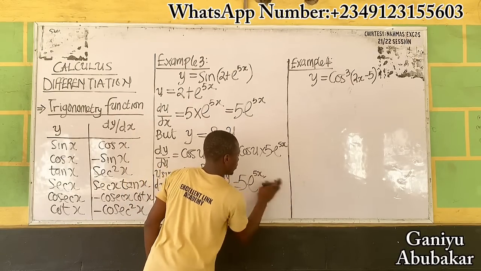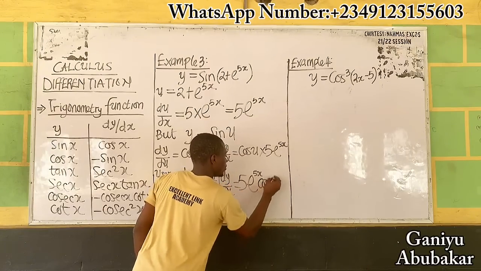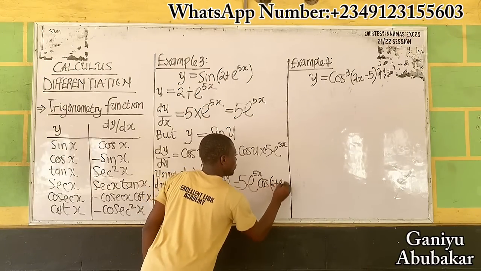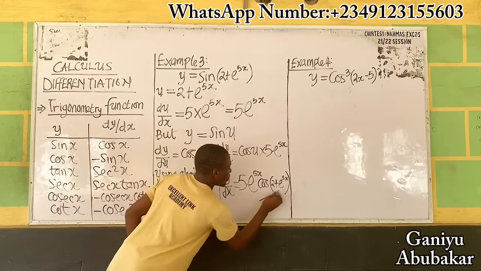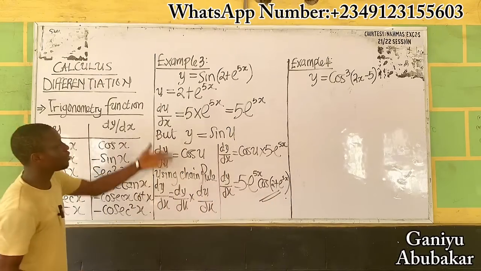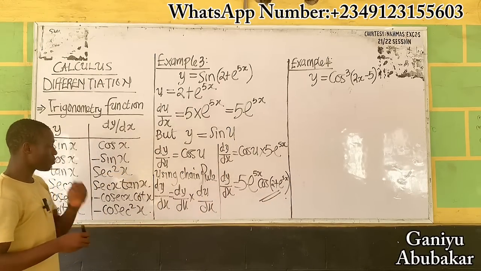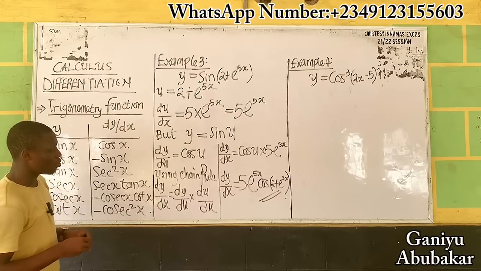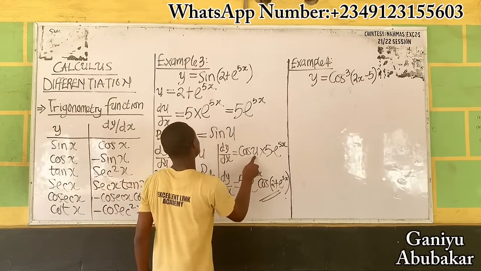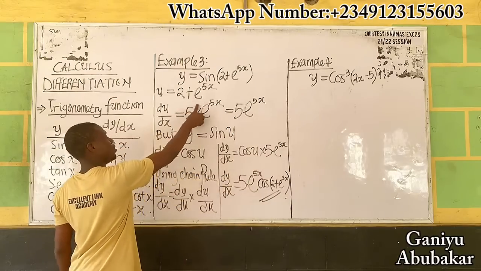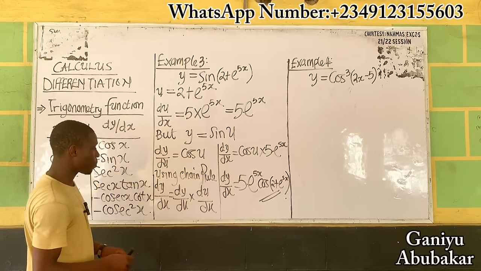Okay, cos of 2 plus exponential 5x. That is solved. So this is my answer, please. Now I solve this particular question. So this one should come out first, then this one. Replace your u as being the original value here. So I have this answer.